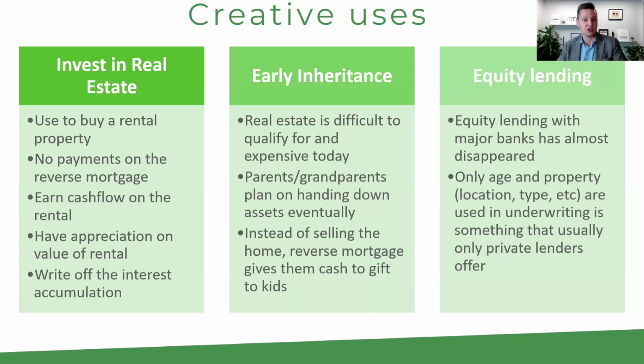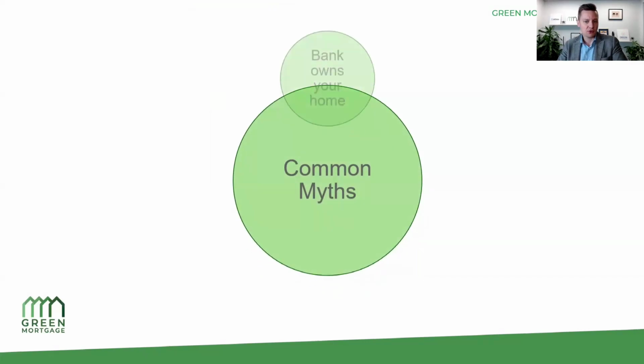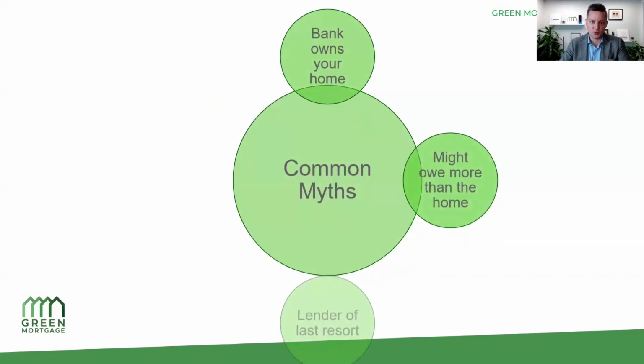Obviously, of course, it depends on the situations and circumstances, because they're really just looking at what the age of the individuals are that own the property and the property location, type, et cetera, to determine how much money this person will qualify for in the mortgage. So very different structure. So there are a couple of myths that we should talk about as well.